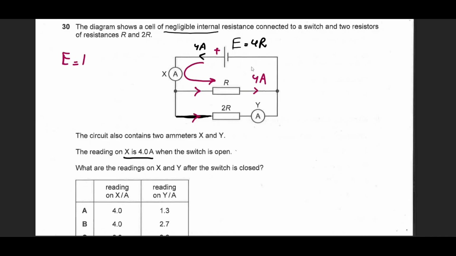So E equals IR. E is 4R, equals current, which we don't know, times R, the resistance of that branch. So R cancels out, and we get I equals 4 amperes. So across this branch we have 4 amperes.